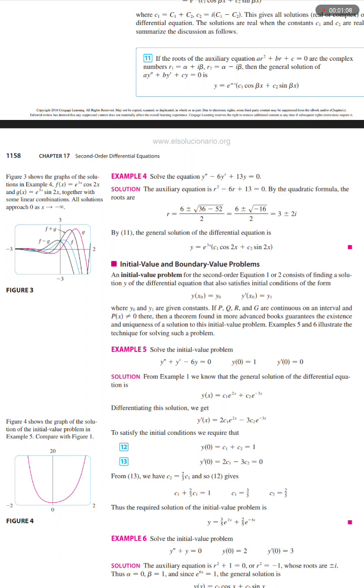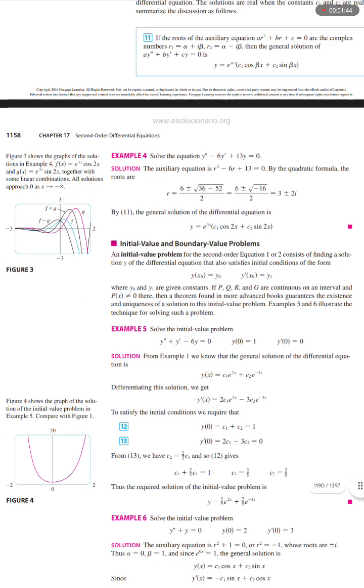Sidebar figure 3 shows the graphs of the solutions in example 4: f(x) = e^(3x) cos 2x and g(x) = e^(3x) sin 2x. Together with some linear combinations, all solutions approach 0 as x approaches infinity. See figure 3. We have g, f + g, and f - g.